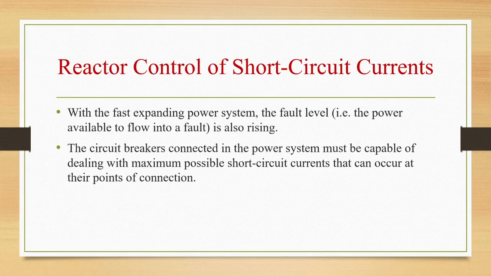So let us see the reactor control of short circuit currents. With the fast expanding power system, the fault level, that is the power available to flow into a fault, is also rising. Circuit breakers connected in the power system must be capable of dealing with the maximum possible short circuit currents that can occur at the point of connection.